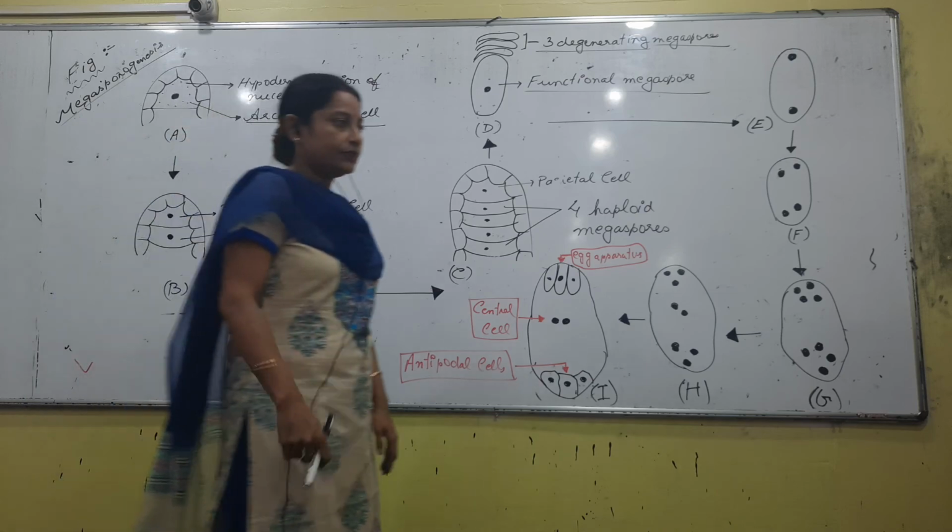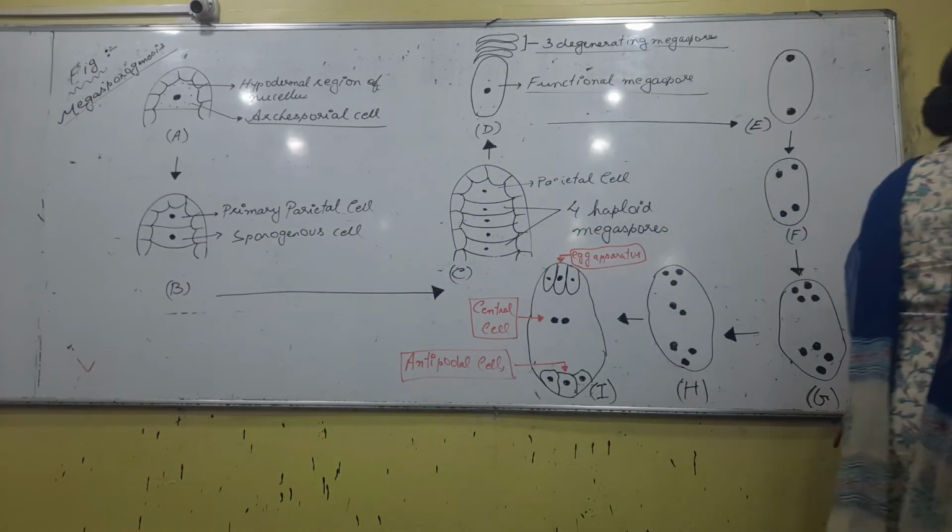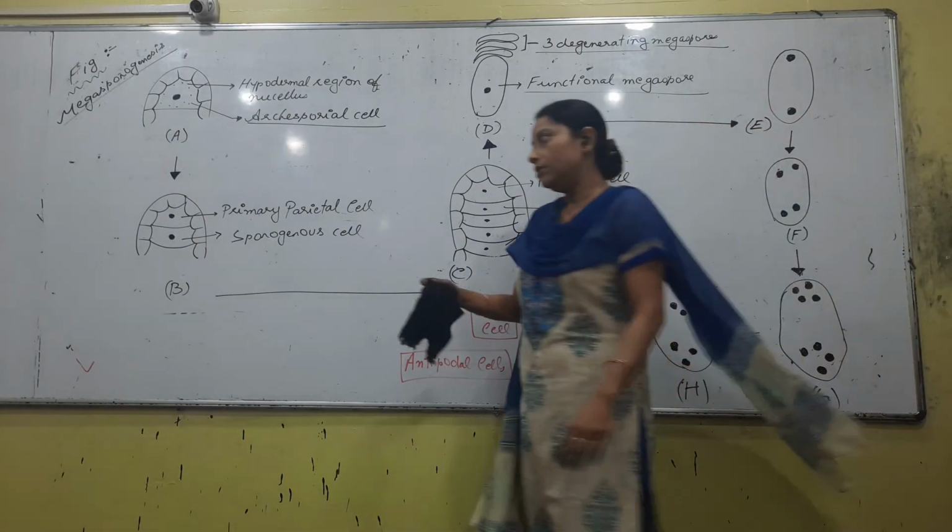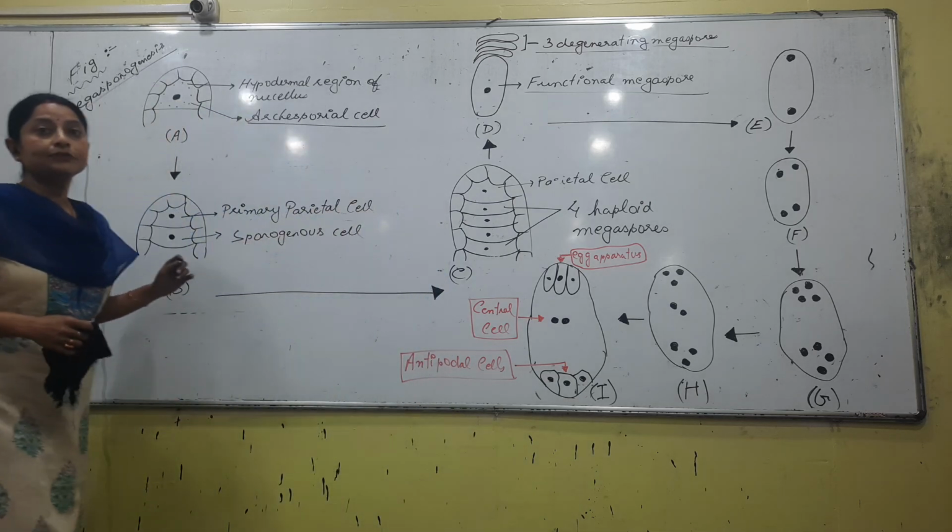Clear? Okay. Online students kiba doubts asel niki? Okay, few points. Huh?